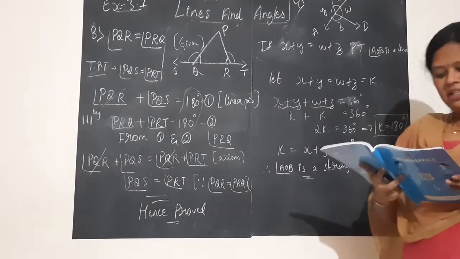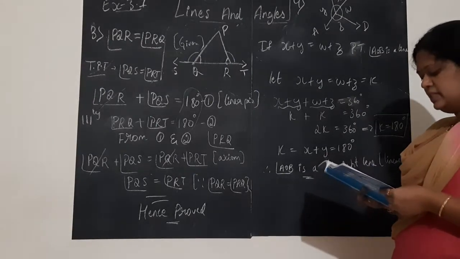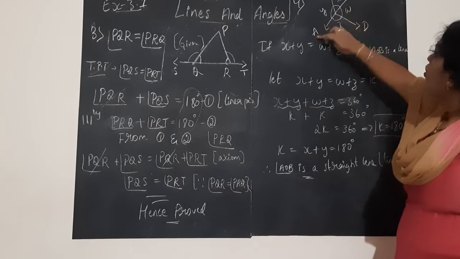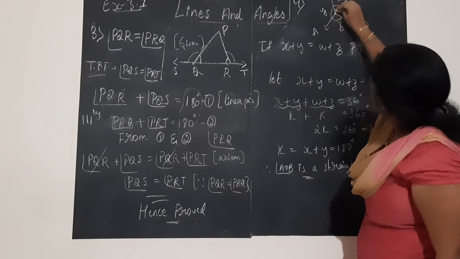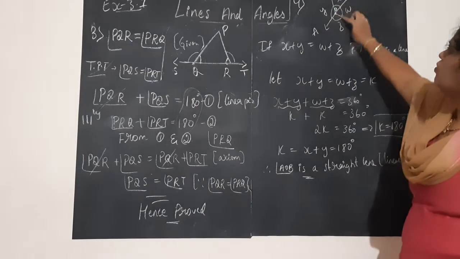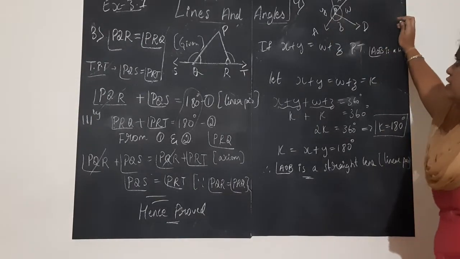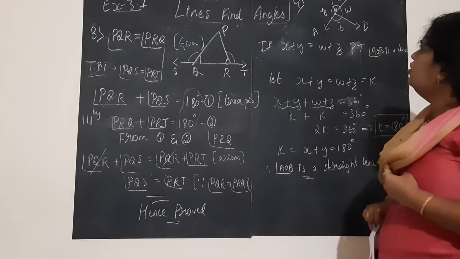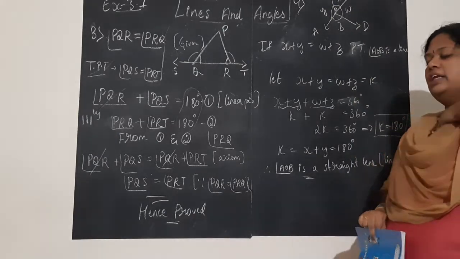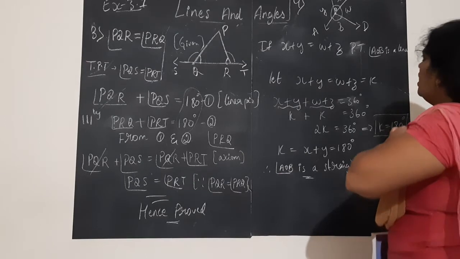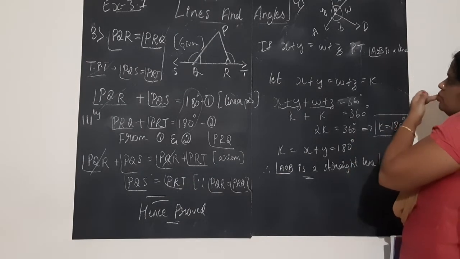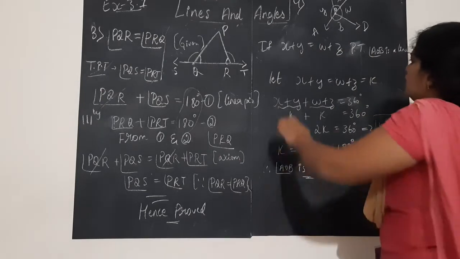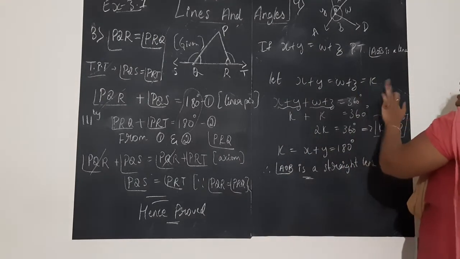Fourth problem. In the figure, if x plus y is equal to w plus z, then prove that AOB, I have not mentioned A, this intersecting point is O children, AOB is a straight line. We need to prove, if x plus y is equal to w plus z. If you look, do you think they form the linear pair children? So we shall see. What we need to prove, if x plus y is w plus z, then prove that AOB is a line.